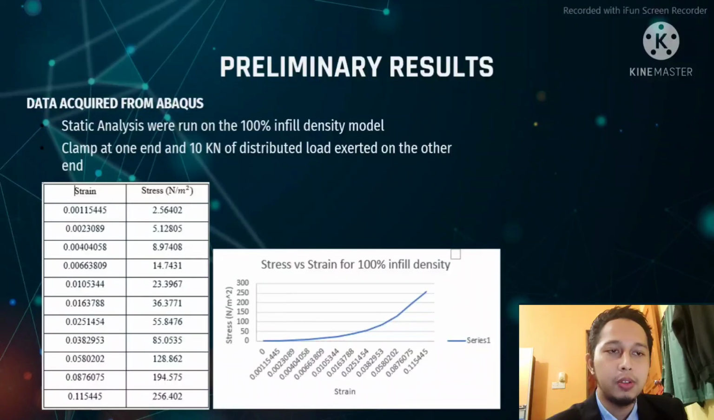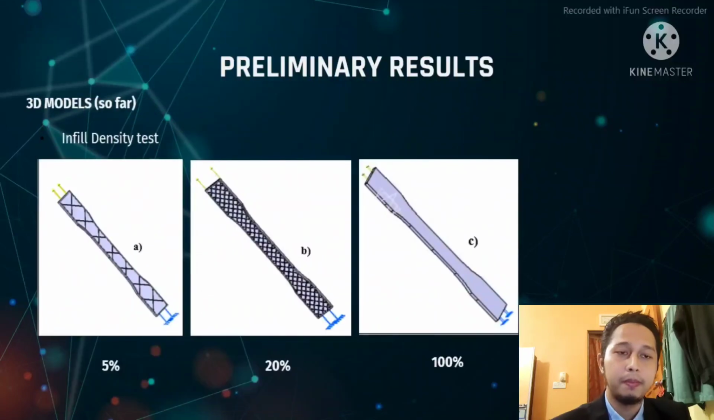The data were transferred to Microsoft Excel and represented in the form of a line graph. Through the line graph, it is easy to analyze the pattern of the data, whether it increases linearly or drops suddenly. These are the 3D models for the infill density test that have been created so far. The parameters were shown earlier in the scope of study. And these are the 3D models for wall perimeter tests for 1 mm, 2 mm, and 3 mm.